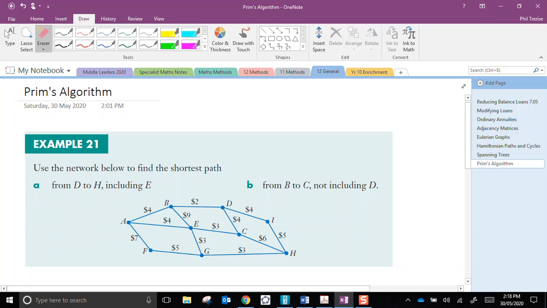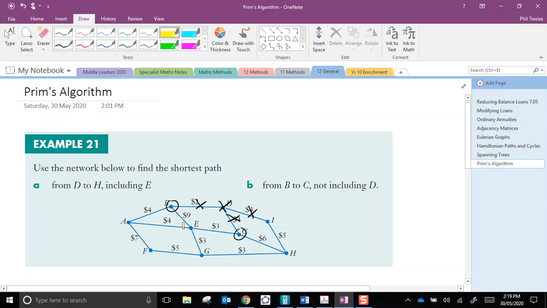We want to go from point B to point C, not including D. Now if we have to exclude a vertex, then cross out any of the edges directly connected to that vertex D. We're not to drive. If we were to go on those, we would end up going through D, wouldn't we? So now let's see if we can find, by trial and error, a minimum path from B to C.